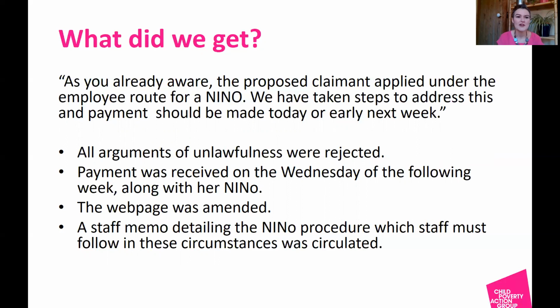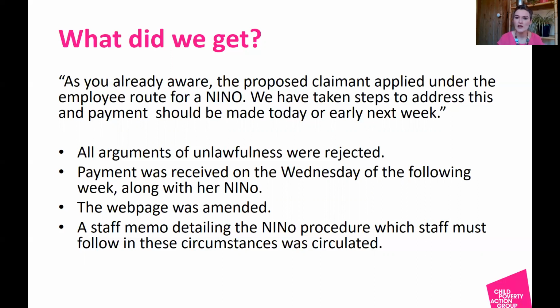We have taken steps to address this, and payment should be made today or early next week. They rejected all our arguments of unlawfulness, which is not uncommon. Every single time they will not admit that they have acted unlawfully. However, payment was received on the Wednesday of the following week, along with her national insurance number. So there you see the operation of the workaround: we are not going to pay her without a national insurance number, but we will make sure that she has a national insurance number so that we can pay her.